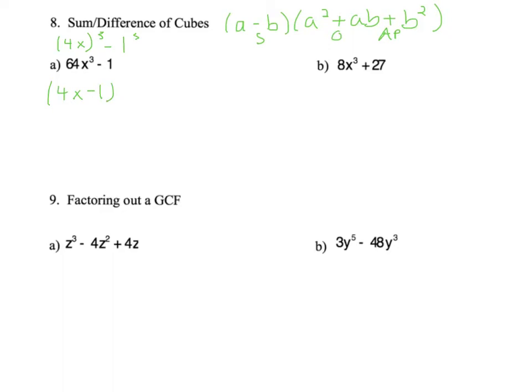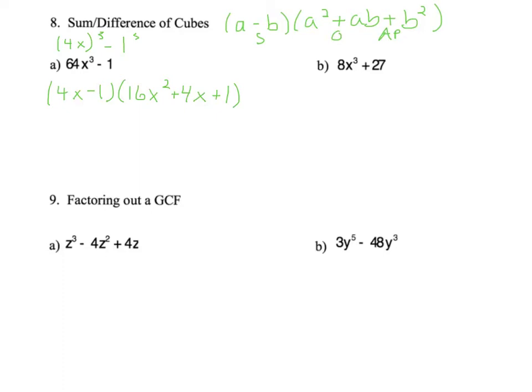And then we'll have an a squared, which will be 16x squared. You have to square the 4 and the x. And then ab is just whatever b times a is, which will be plus 4x. And then b squared would just be a plus 1.